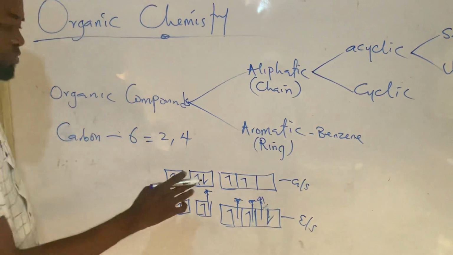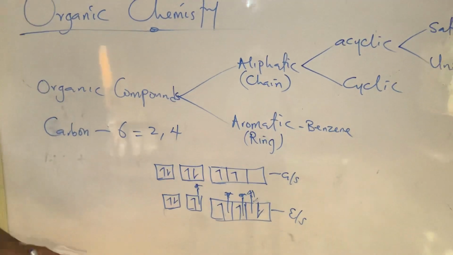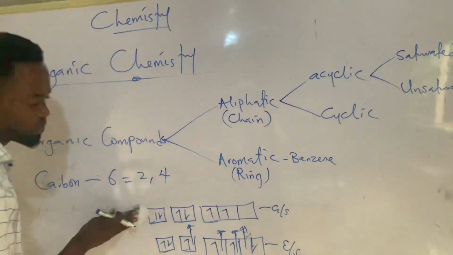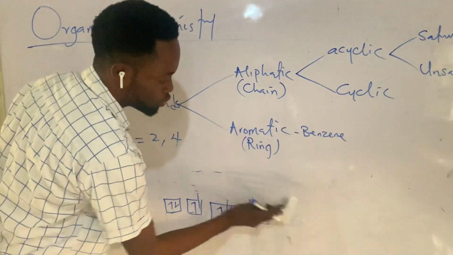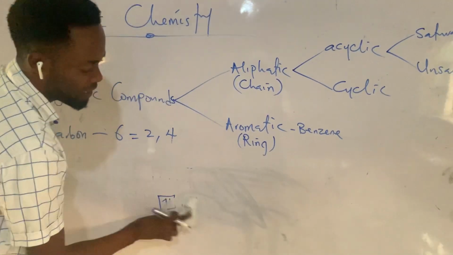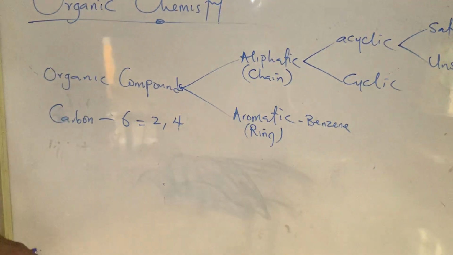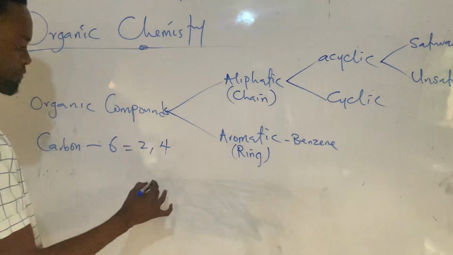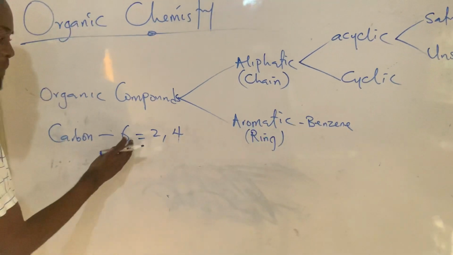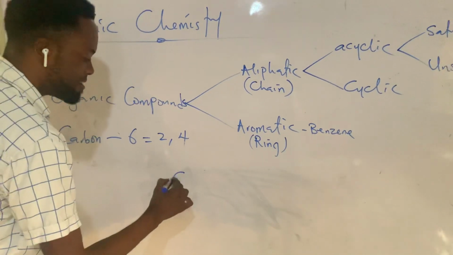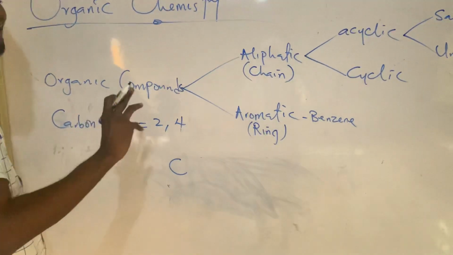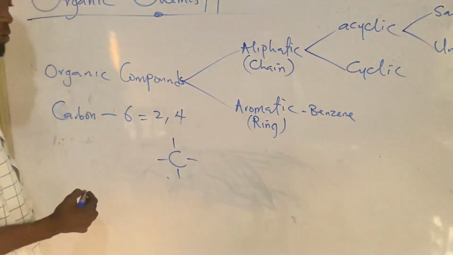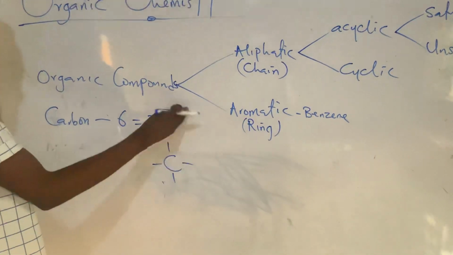Now, you need not bother yourself with this because this is not really what we are doing. Let me just use this basic to explain to you. I have just shown you that it needs 4 electrons to attain what we call octet configuration. Therefore, carbon needs 4 electrons. That is why for every carbon atom in an organic compound, you must see 4 bonds. 4 bonds, because of the 4 electrons that are needed.